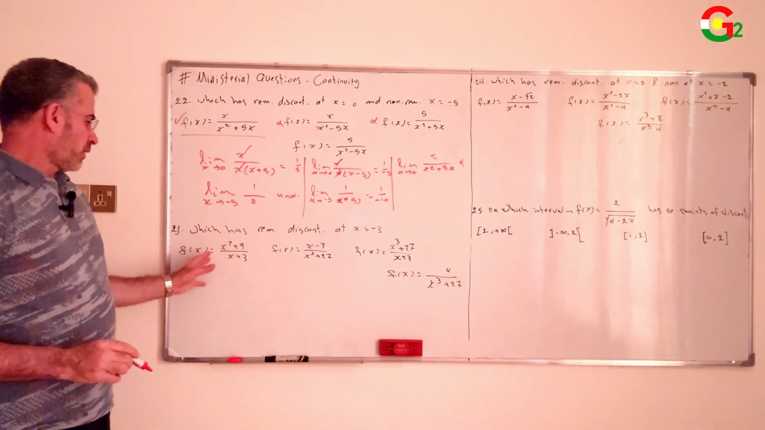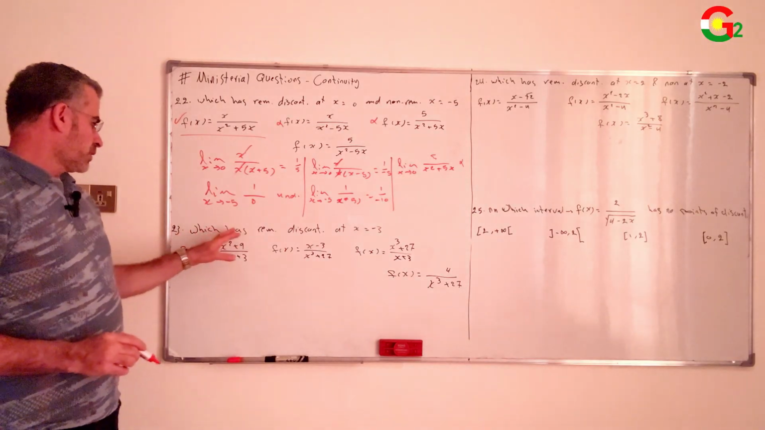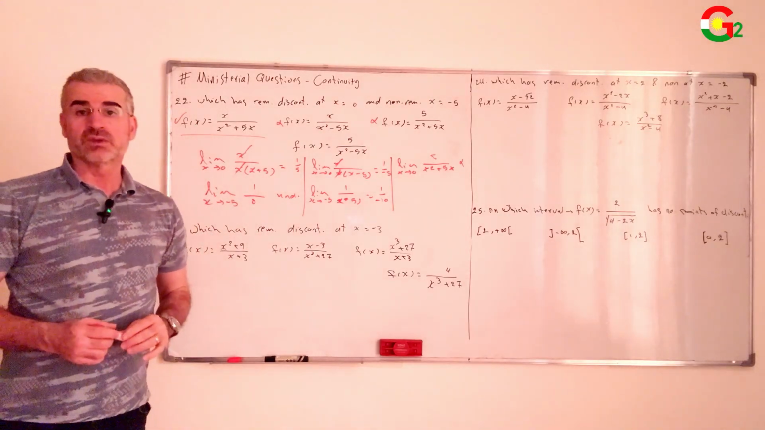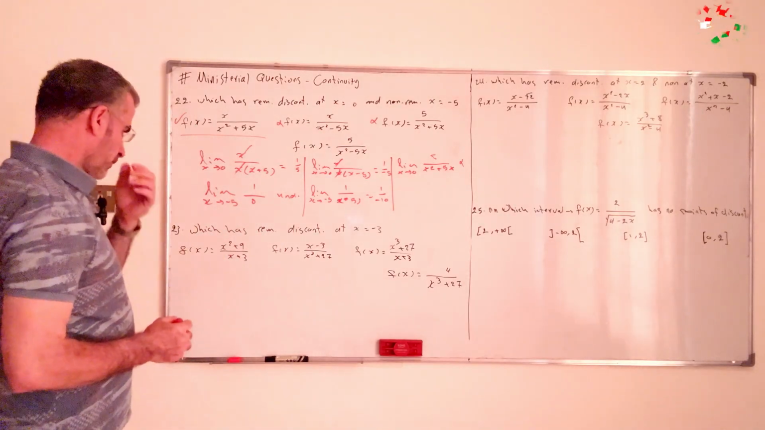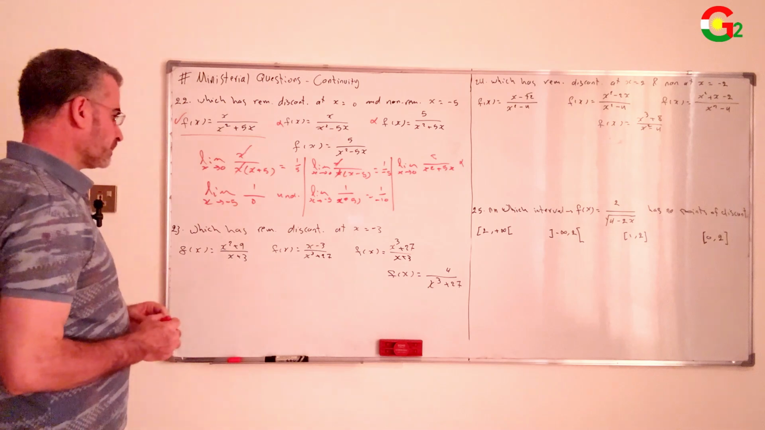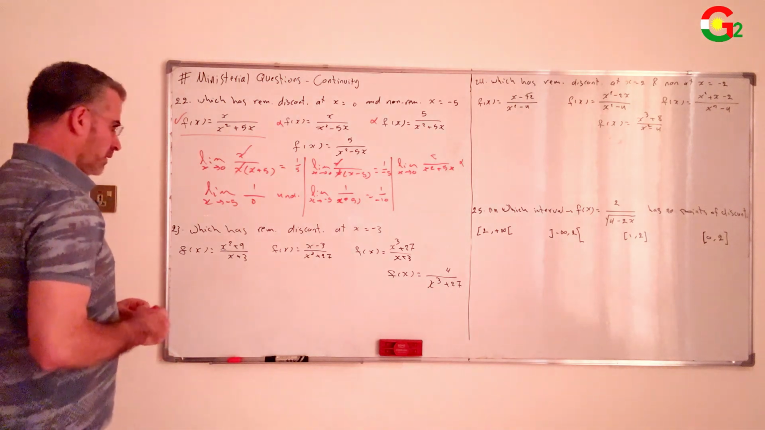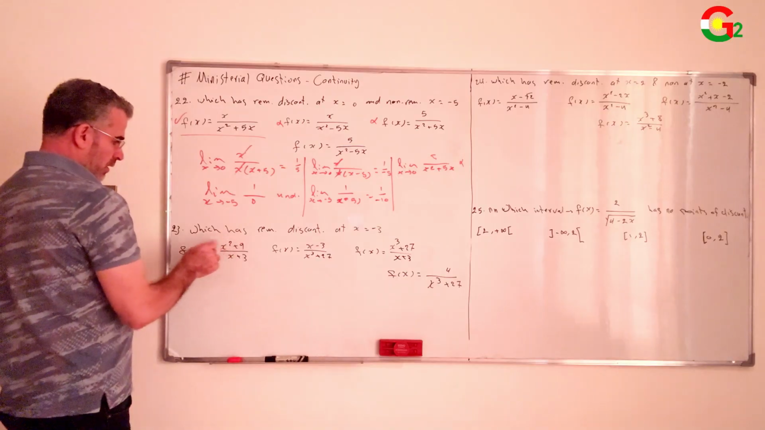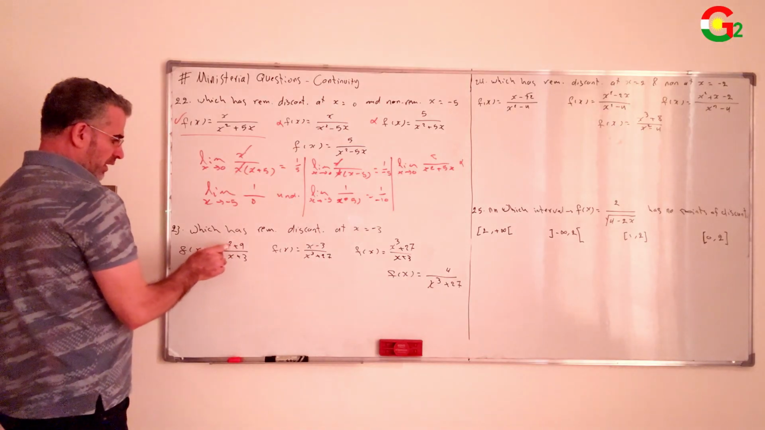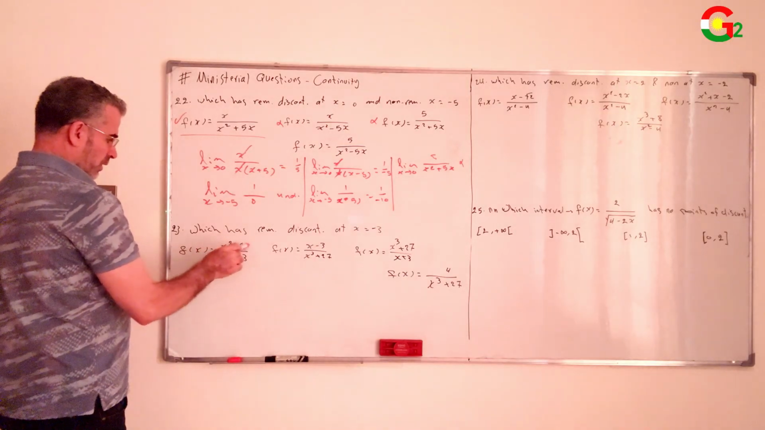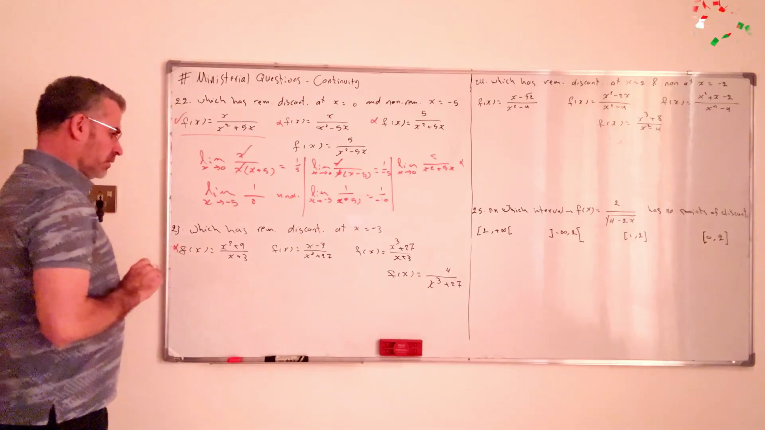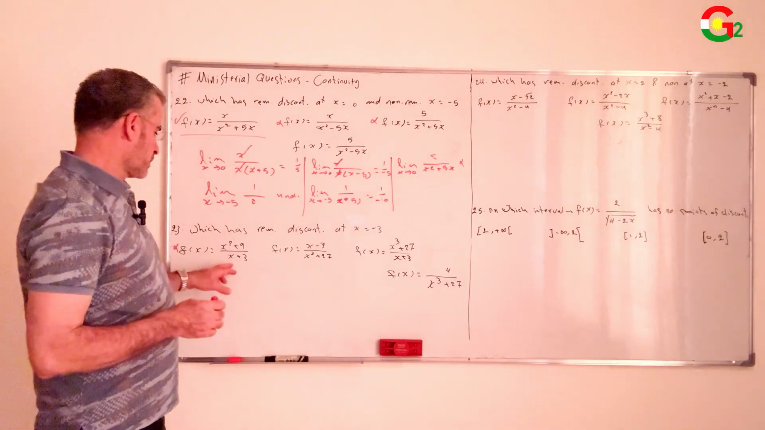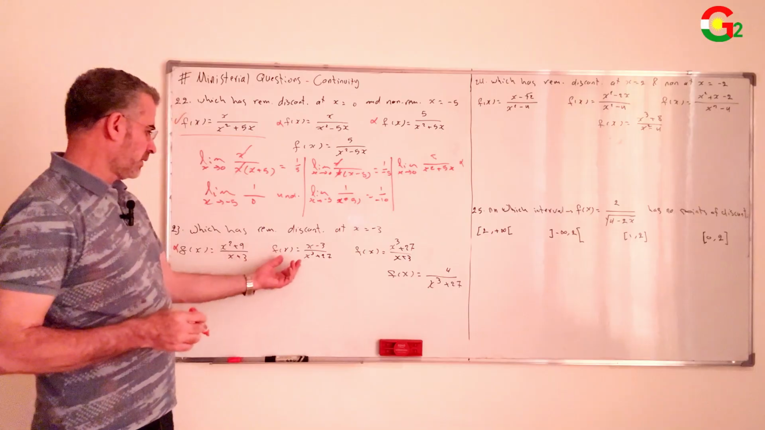Question number 23: which of the following functions has a removable discontinuity at x equals negative 3? It means which function has a limit when x approaches negative 3. For the first function, we cannot factor the numerator because it is the addition of 2 squares, so it is wrong, and the denominator will be 0 when we substitute x with -3.